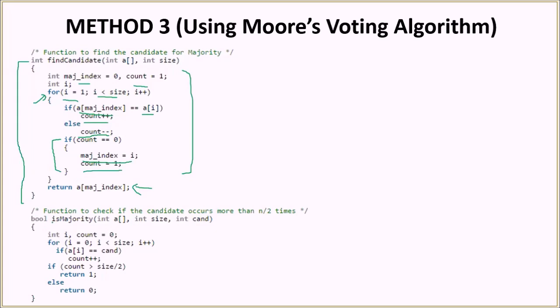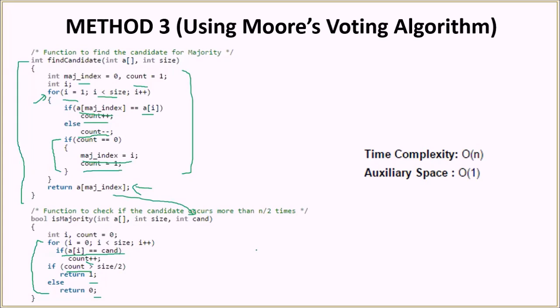Once this is done, this will be passed to the candidate value here, and then we run a loop and check if it occurs more than n by 2 times. So we increase its count every time we encounter that element, and then we also check if the count has become greater than size by 2. Then we return 1, else we return 0. So the time complexity of this algorithm will be order of n, and the auxiliary space used will be order of 1.